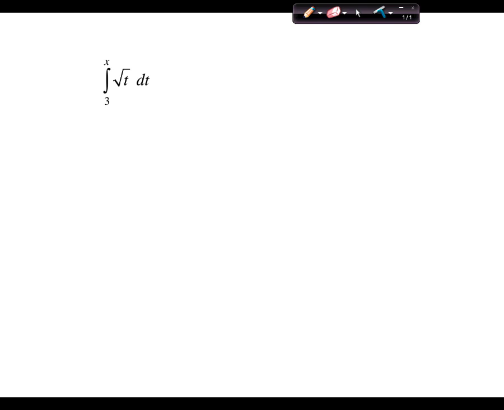That represents the exact net accumulation function. From 3 to x. Okay, the exact net accumulation function from 3 to x for a quantity. And what do we know about that quantity? That it is modeled by the function square root. The quantity is the square root of t? No. So the net accumulation of a quantity as x goes from 3 to x, if that quantity, what? What do we know about that quantity, right?